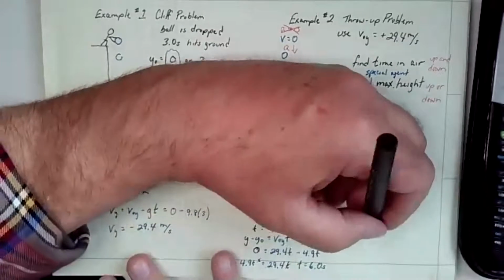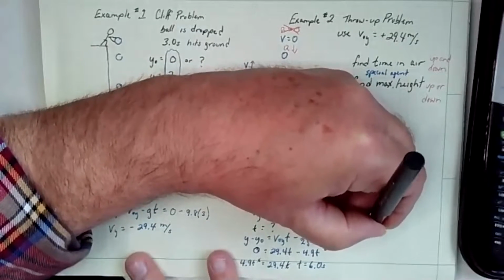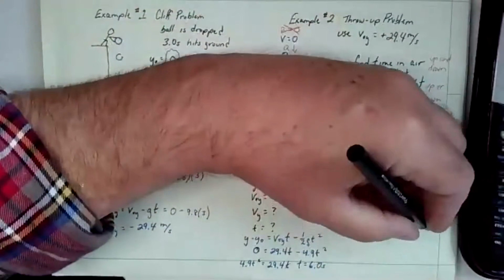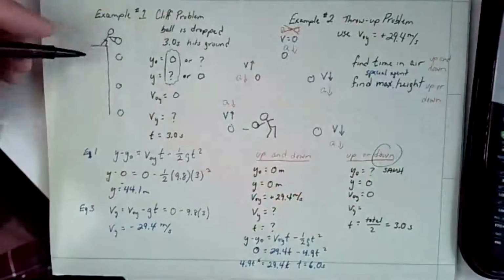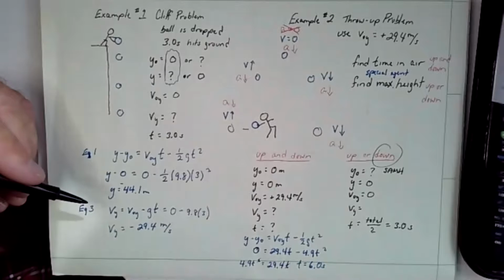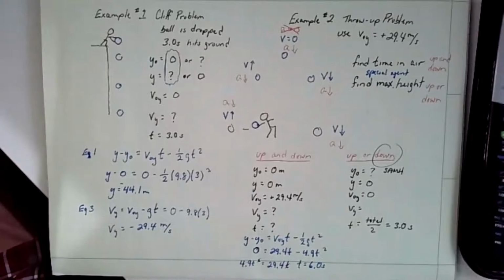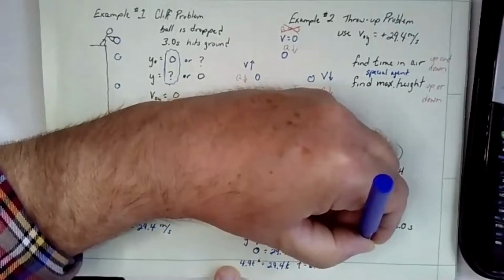But for the time, I'm going to take total time divided by 2 because there's nice symmetry in this problem. And so that's going to be 3 seconds. And now you realize that's actually exactly the same as this problem over here. But let's go ahead and do the math out because practice is very important.